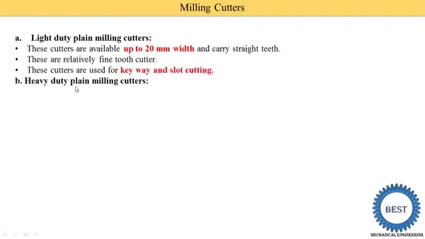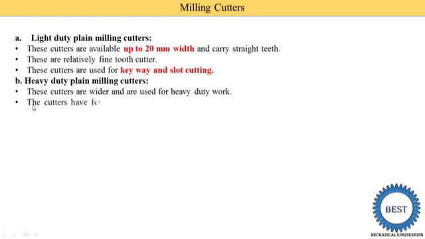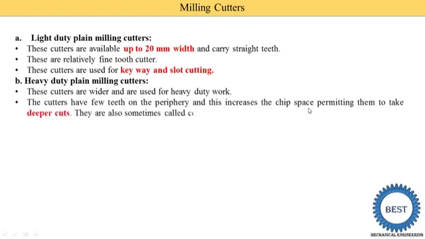The second type is the heavy duty plane milling cutter. These cutters are wider, means the width is higher, and are used for heavy duty work. These cutters have fewer teeth on the periphery and this increases the chip space, permitting them to take deeper cuts. So compared to the light duty, the heavy duty is able to take deeper cuts. So they remove more material, and they are sometimes called coarse tooth milling cutters, means they are not used for finishing purposes. They remove larger chips, and the light duty cutter is fine, means it removes small chip thickness.